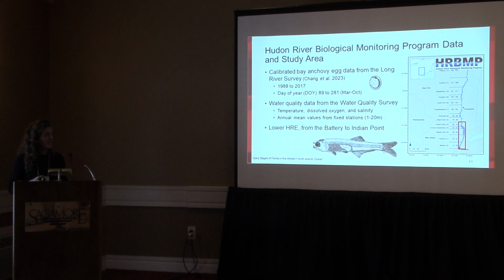I'm using water quality data from the Water Quality Survey, looking at temperature, dissolved oxygen, and salinity, and I took annual mean values from fixed monitoring stations. And the study area is reduced to the lower Hudson River estuary from the Battery to Indian Point, which is highlighted in the red rectangle, and that's where the primary spawning occurs for bay anchovy, and the extent of the calibrated data.